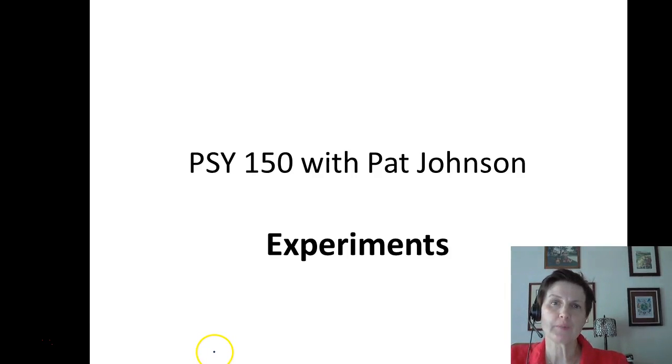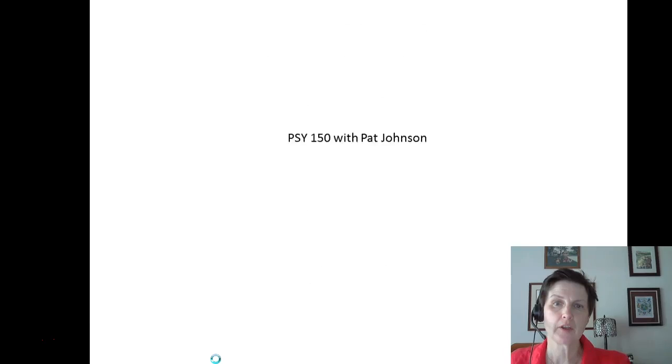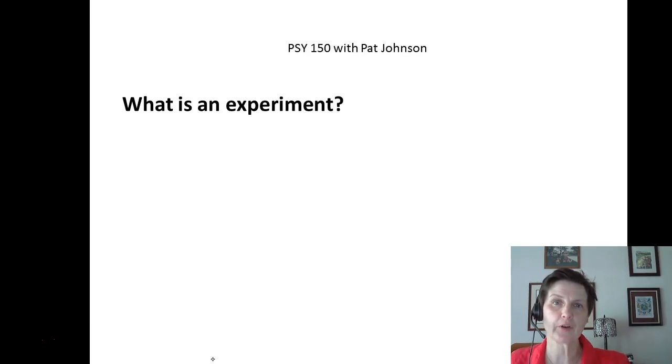Now, we've already talked about descriptive research, we've talked about correlational research, and we're moving on to our third type of research, experiments. And this type of research is really important because this is a time when researchers can use that word cause. So, what is an experiment?